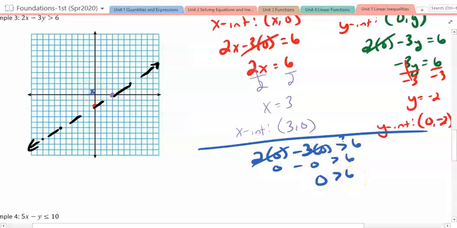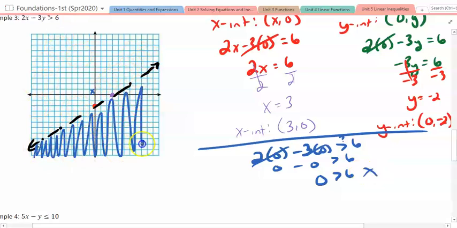Now, these first three examples, all of them have failed at (0, 0). That's not always going to be the case. If (0, 0) works, you're going to shade where (0, 0) is, wherever that happens to be, if it's above the line or below the line. So again, I'm not going to shade up here where (0, 0) is in this case because it did not work. But I will shade the opposite side down here.